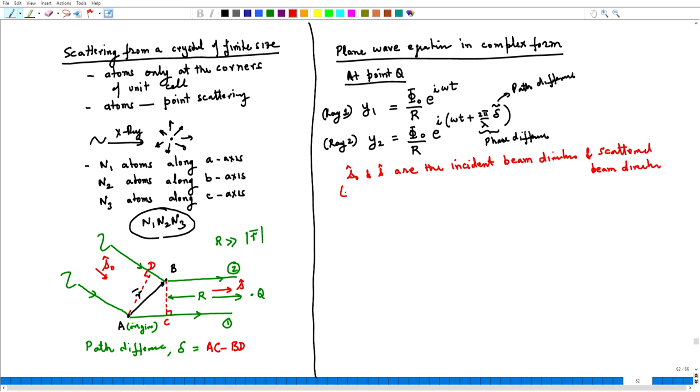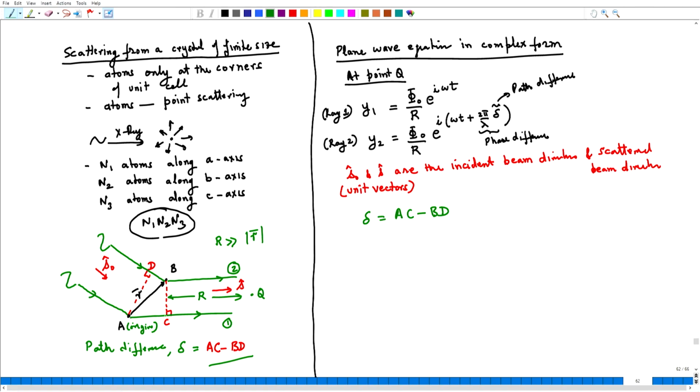And they are also unit vectors. So, now let me write down the path difference. The path difference easily follows from here: delta, which we have already written here, is AC minus BD. Now, AC, if you look at it, you take the dot product of the unit vector S and R.